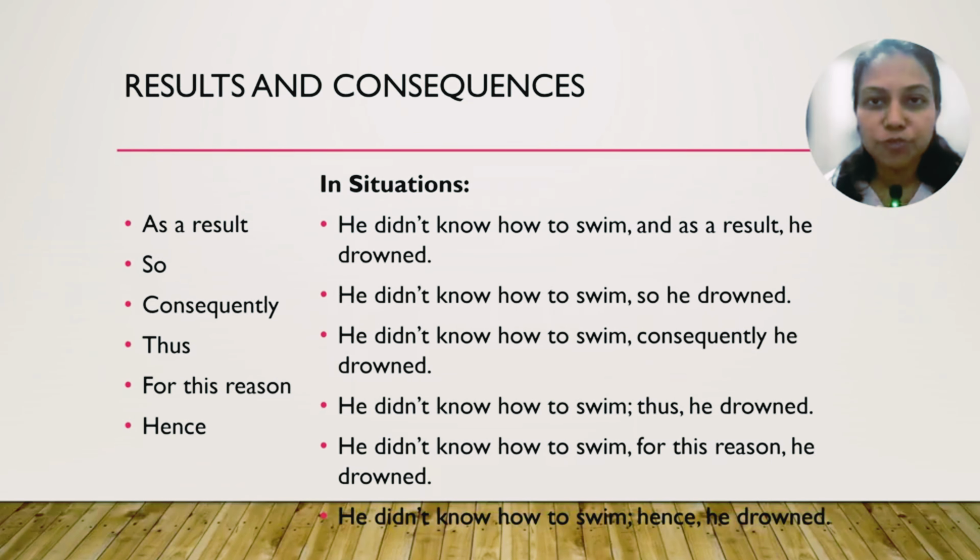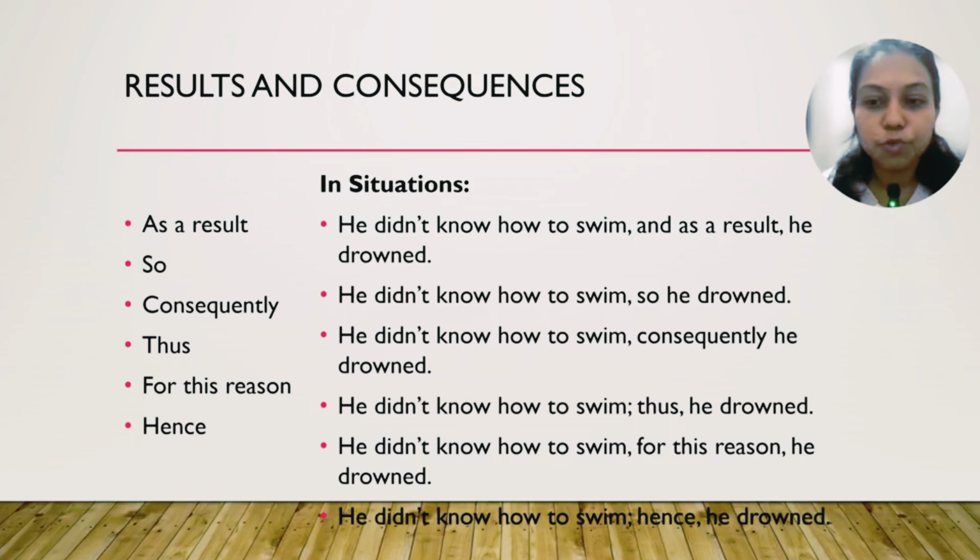Okay, now when you want to discuss results and consequences, use linkers such as as a result, so, consequently, thus, for this reason, hence. Let's see in situations. He didn't know how to swim and as a result, he drowned. He didn't know how to swim, so he drowned.